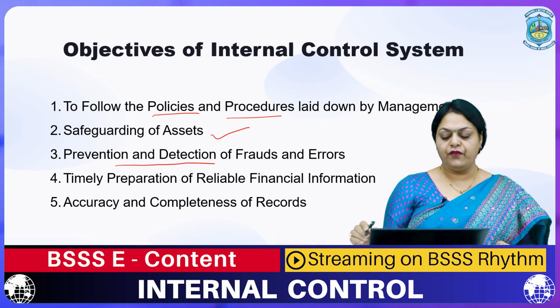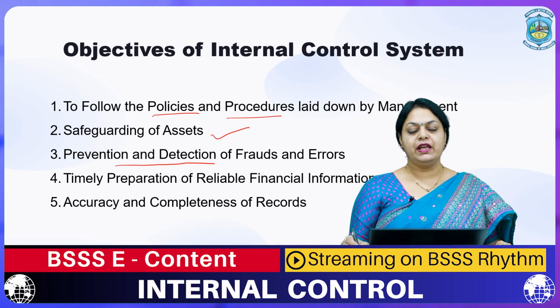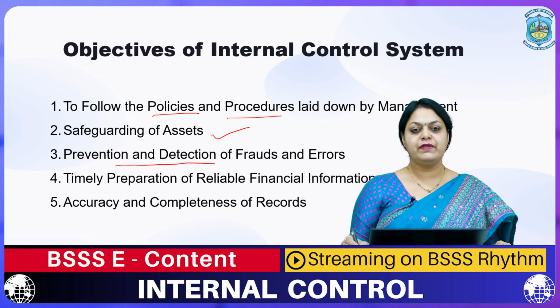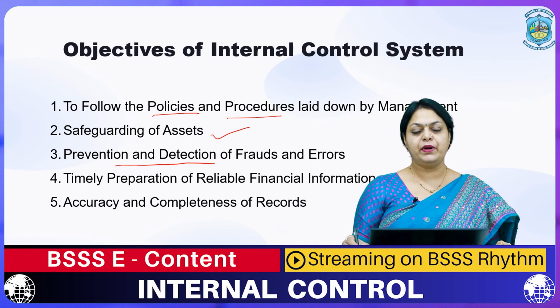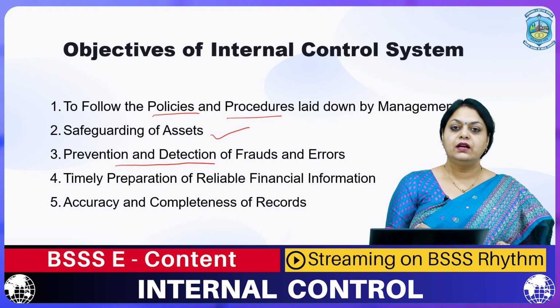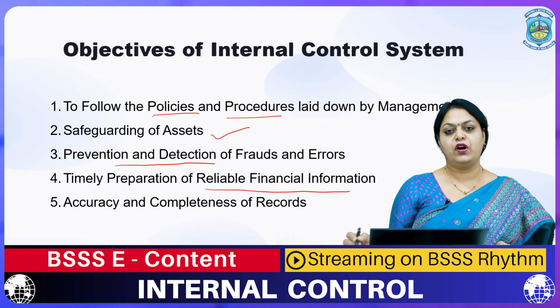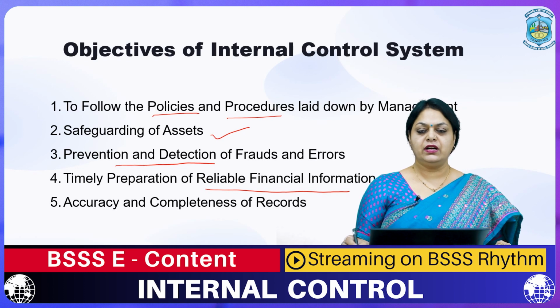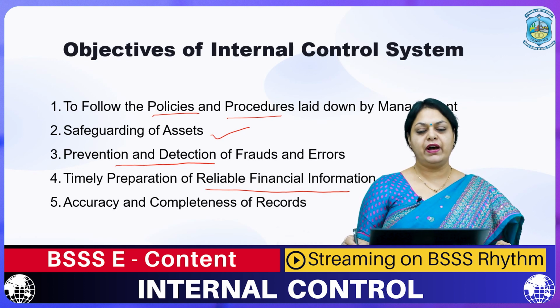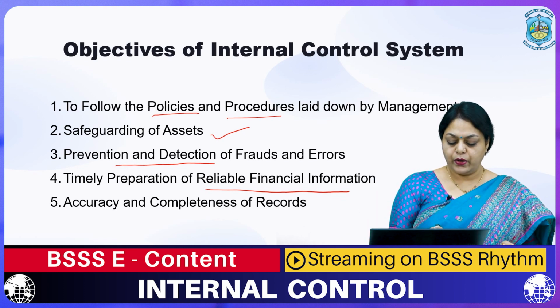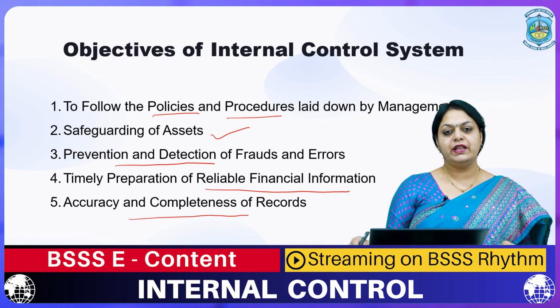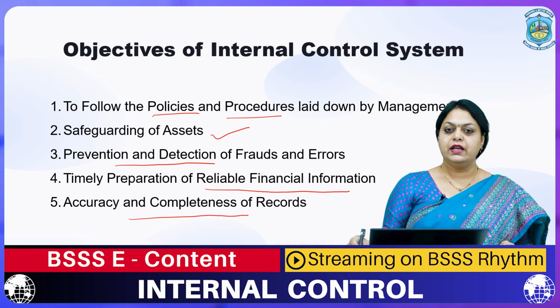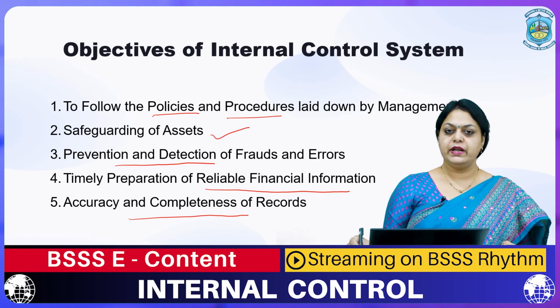Prevention and detection of fraud and error. If we have an effective internal control system, it is very useful for detecting and preventing errors and fraud at an early stage. Timely preparation of reliable financial information. When we have an effective internal control system, all the data will be available on time, and this helps the preparation of the financial information at an early stage or on time. Accuracy and completeness of the record. As everything is going in a fine manner, accuracy and completeness of the record is quite possible.